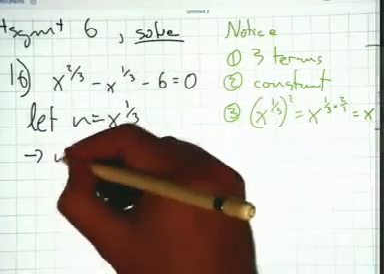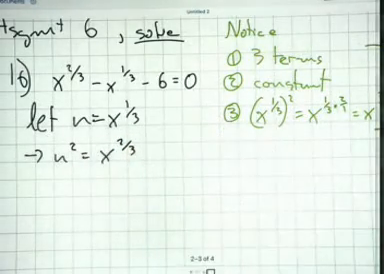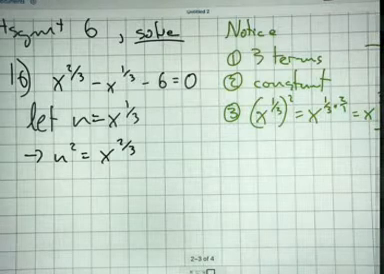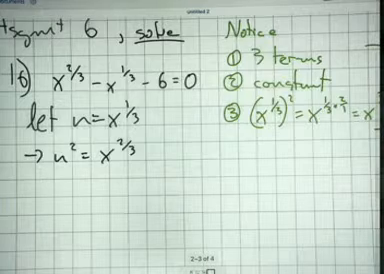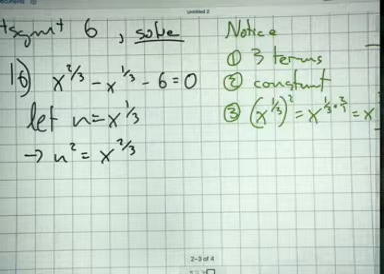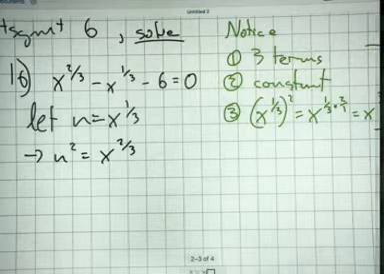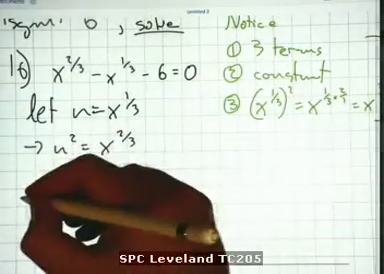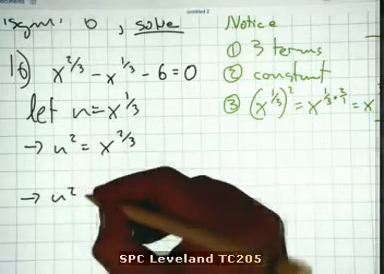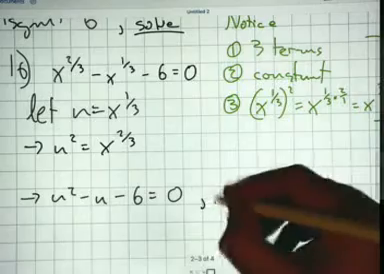Let u be equal to x to the 1/3, then u squared becomes x to the 2/3. With me so far? To the person that asked the question, you with me so far? Yes, sir. So, this becomes u squared minus u minus 6 equals 0. We're going to factor.